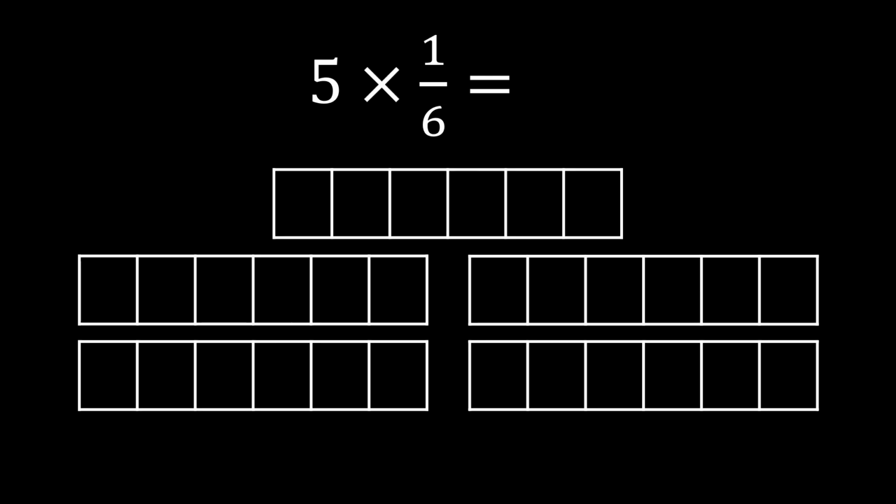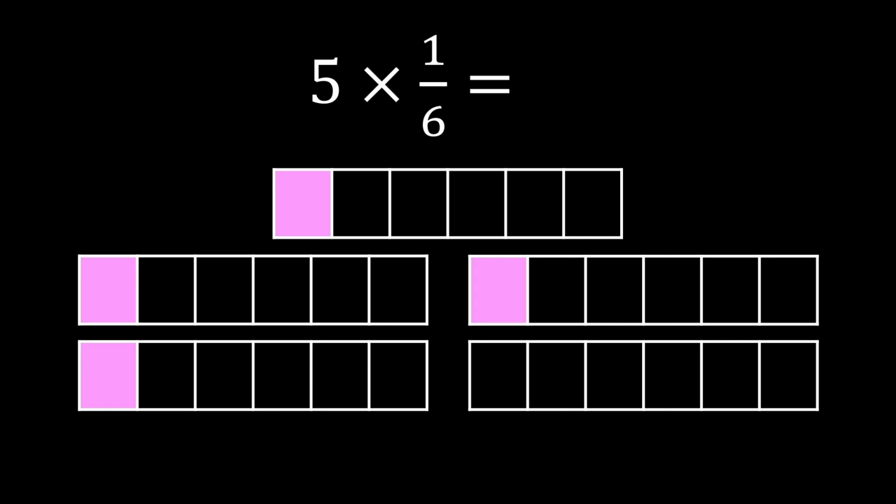First, we have 5 wholes, or you can think about this as having 5 groups. So I drew a model with 5 wholes, and because I'm multiplying by 1/6, I divided each of the wholes into 6. Then, to multiply 5 times 1/6, I can shade in 1/6 in each whole or in each group. From this model, we can see that we have 1, 2, 3, 4, 5, 6 shaded in.